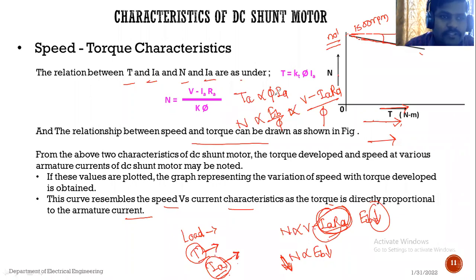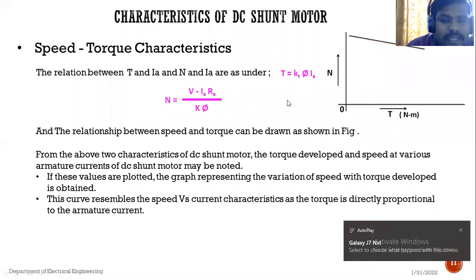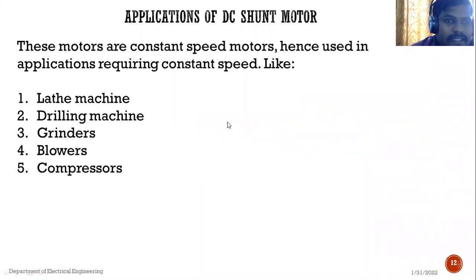Okay, getting? So this is the speed torque characteristics of DC shunt motor. Getting? लक्षात आलं? Yes, sir. Okay, now the next characteristic. So these are the three characteristics of shunt motor. Similarly, we want to discuss the characteristics of DC series motor also.